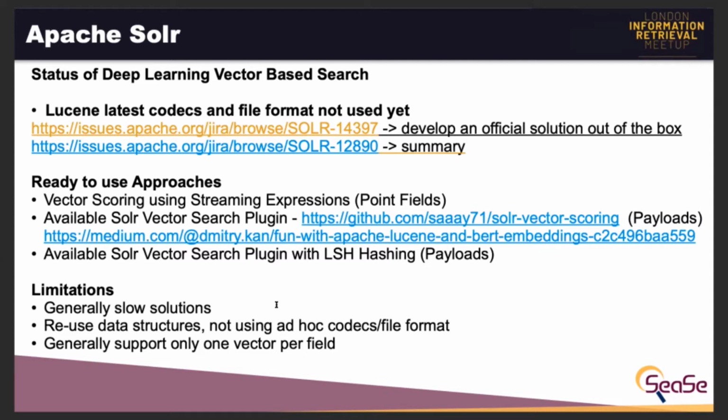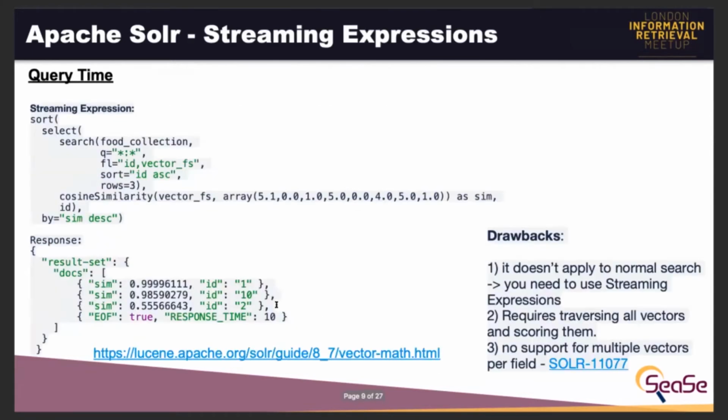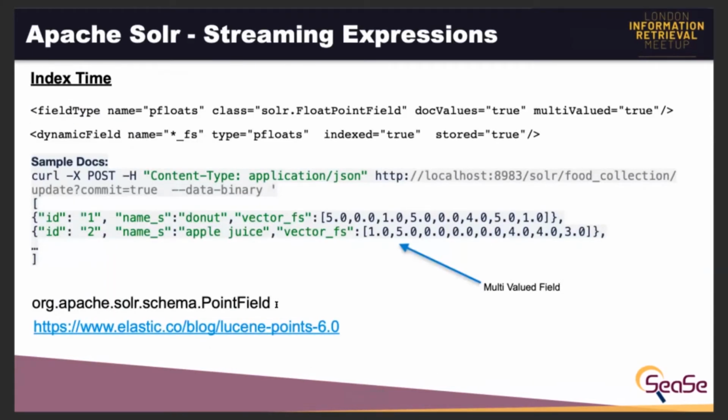And they reuse data structures such as point fields and payloads in Lucene. And currently, they support just one vector per field. So if you want to model, for example, a big content with multiple sentences, at the moment, you will need to encode the entire content as one vector, while you would ideally like to encode sentences as different vectors. So let's see the first approach, how you can implement this in streaming in Apache Solr.